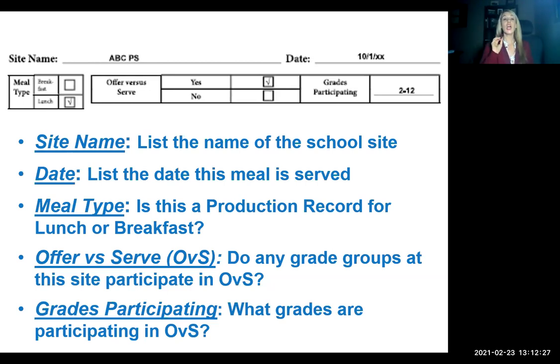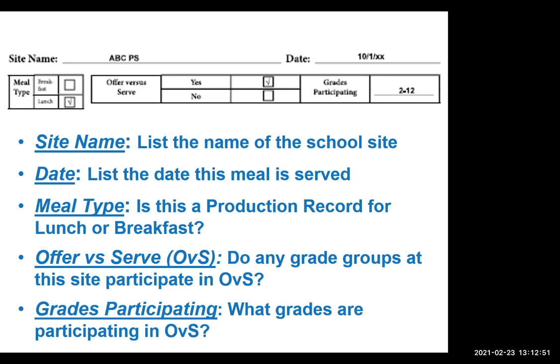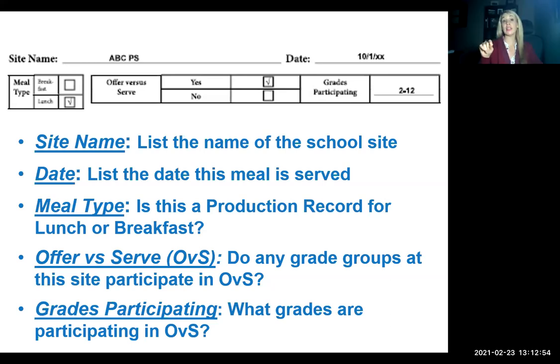So right here, we'll have the site name and the date. And then you also have to tell us, is this production record for lunch or breakfast? You cannot combine them. They have to be separated. Lunch for one, breakfast for another. Then you indicate at that site if you participate in offer versus serve. If you have high school kids eating there, offer versus serve is required at high school. So just a reminder, if you have high school kids, it is required.